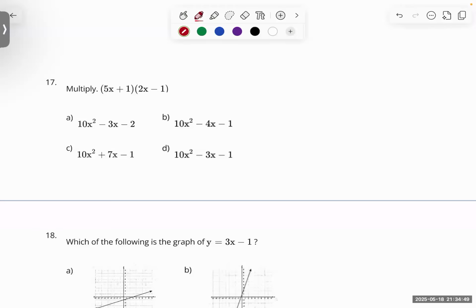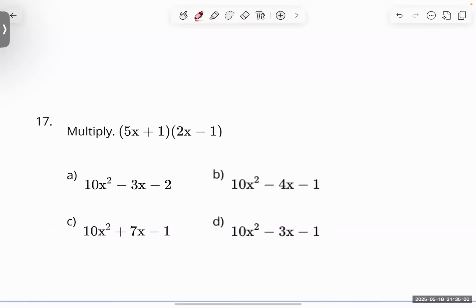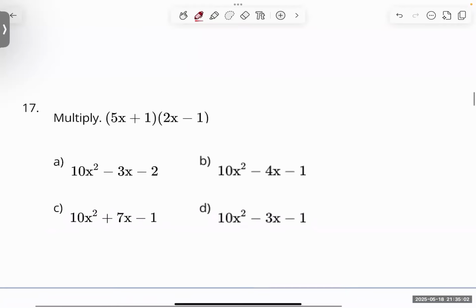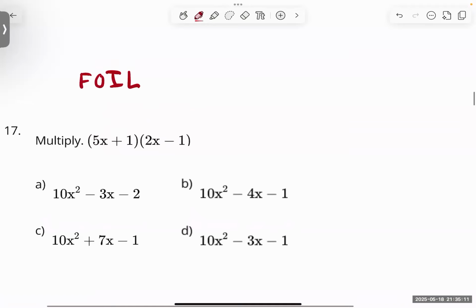Multiply 5x plus 1 quantity times 2x minus 1. So anytime you have something like this, you do something called FOIL. Now, you don't have to remember this, but it's a neat way to say this. You take the first term. Let me write down FOIL, like tin foil. Actually, let me write it like this. It'll be easier.